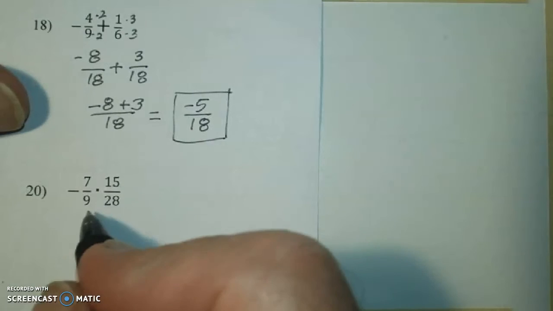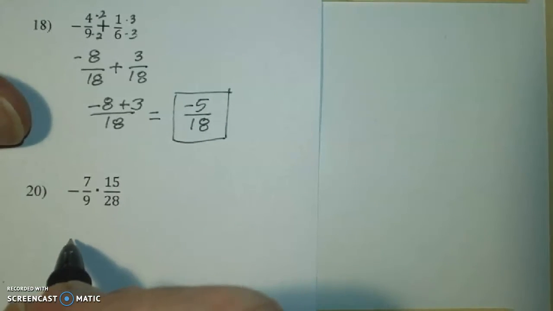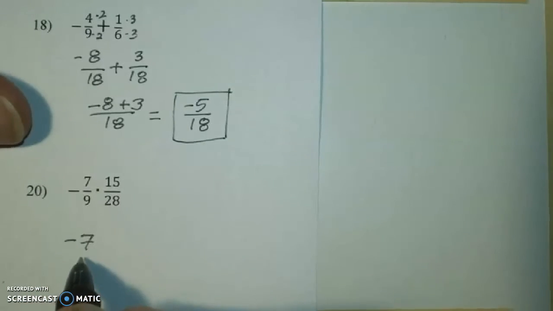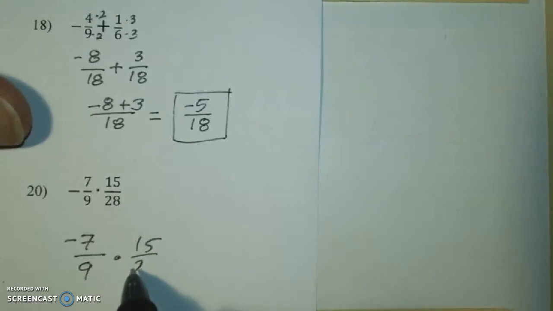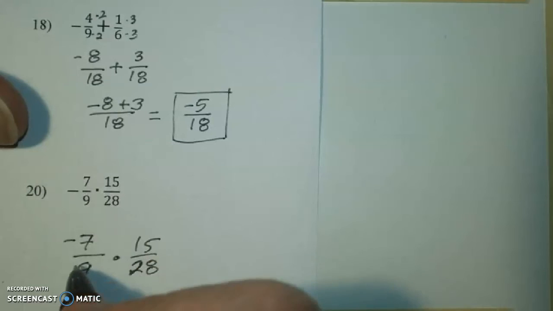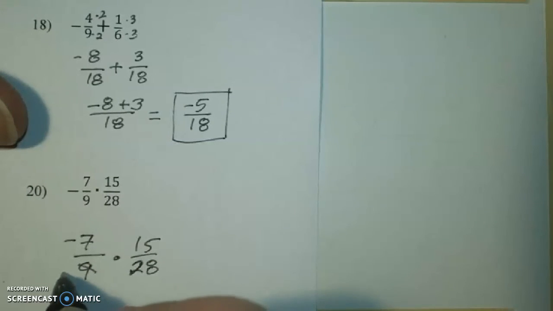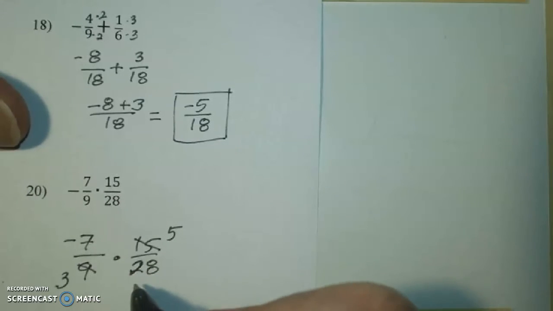Number 20. -7/9 times 15/28. It's already multiplying. I'm going to put the negative up with the 7 times 15/28. Reduce before you multiply. It has to be one number above with one number below. 9 and 15 are both divisible by 3. Divide by 3. 9 divided by 3 is 3. 15 divided by 3 is 5.